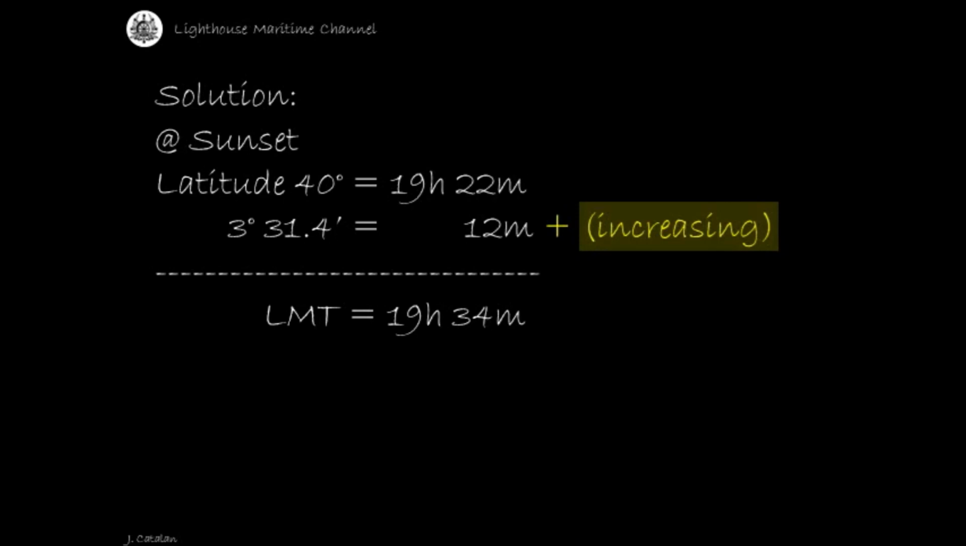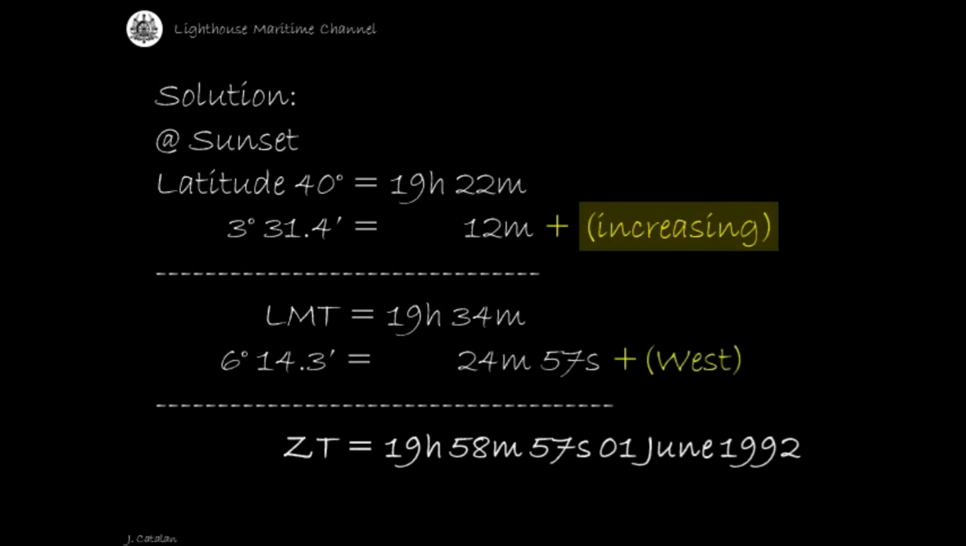Let us pause for about 10 seconds and try to calculate the correct zone time. Add the time value of 6 degrees and 14.3 minutes, which is equal to 24 minutes and 57 seconds. The result is the zone time, which is equal to 19 hours, 58 minutes, and 57 seconds. Dated June 1, 1992.